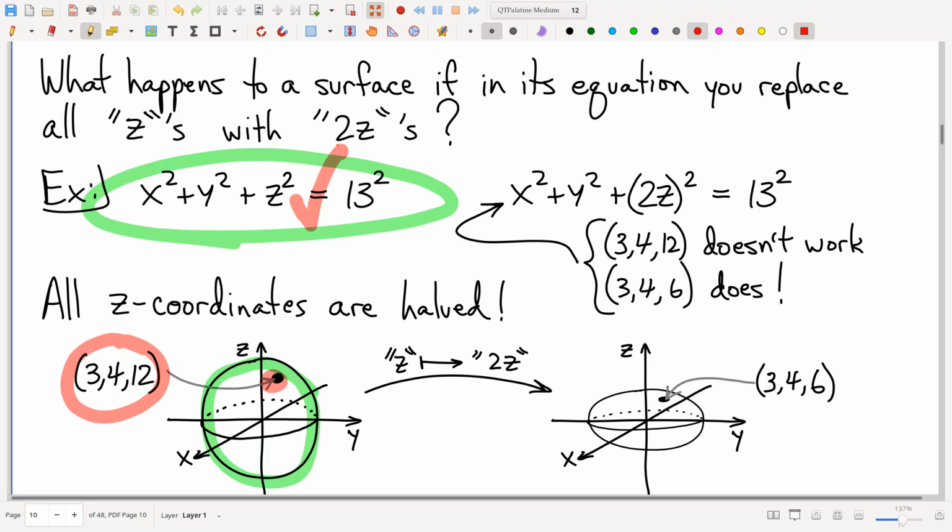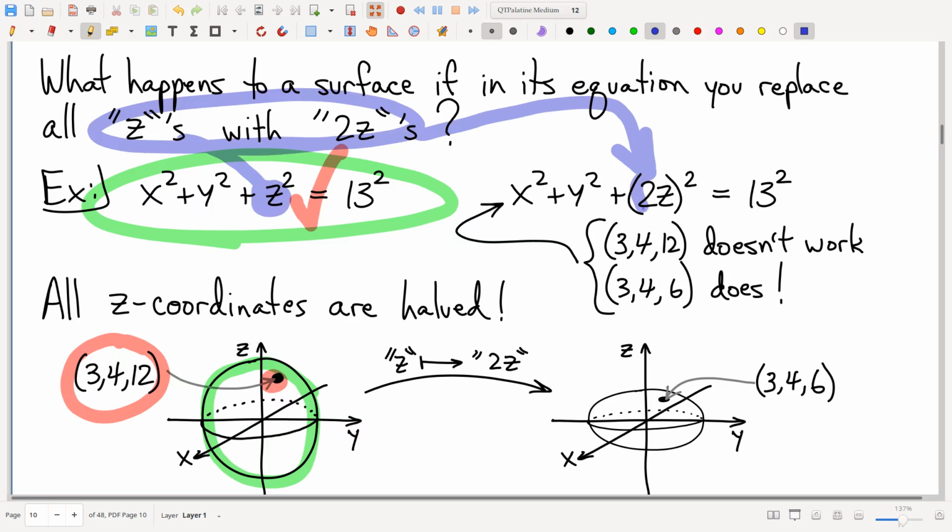Right, everybody with me? Okay, now let's play a game. I ask what happens if everywhere in this nice equation that I started with, everywhere I had a z, I replace it with 2z. Now I changed the equation. Totally different equation. This little tweak that I did, replacing all the z's with 2z's, how does that change the picture? What does that do to the surface? Let's think about what points would work. Will 3, 4, 12, which worked in this equation, work in this equation? No, clearly not. That 12 is going to get multiplied by 2. That's going to mess everything up, and it just doesn't work.